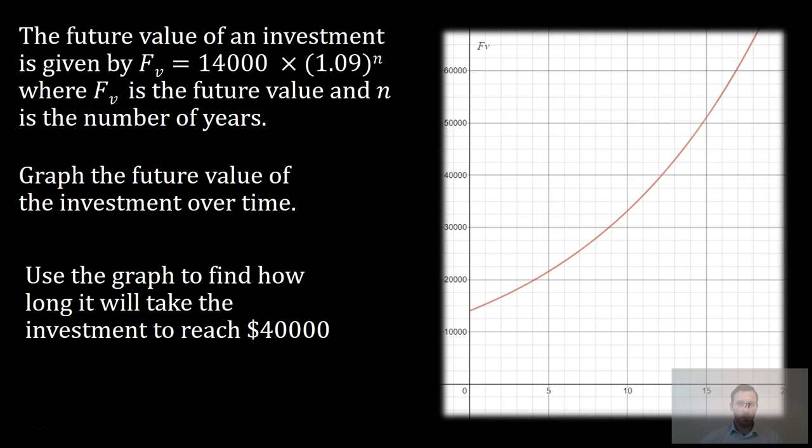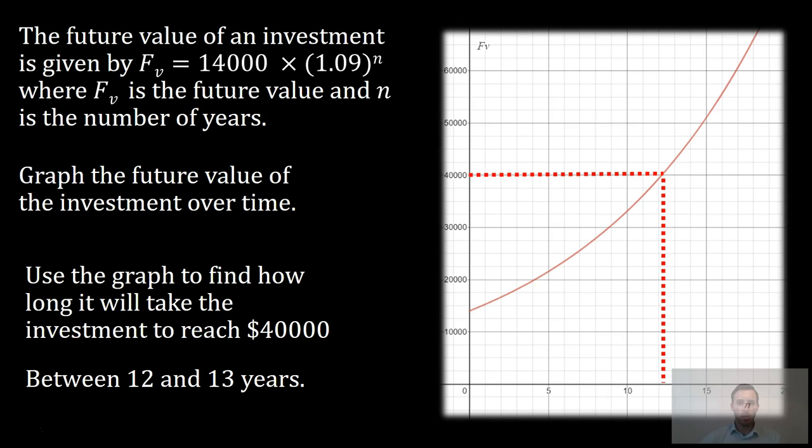Use the graph to find how long it will take the investment to reach $40,000. We're looking at the future value axis, which is the vertical axis. Here I've identified when the graph will reach $40,000, and that seems to fall just between 12 and 13 years, or just after 12 years.